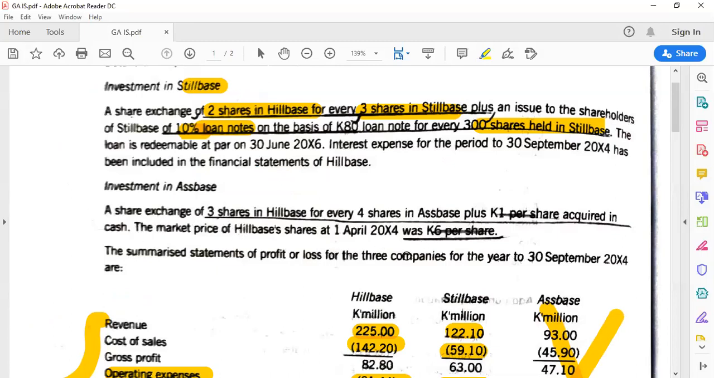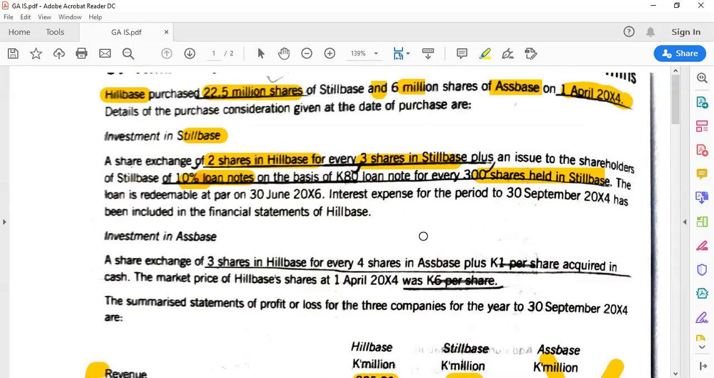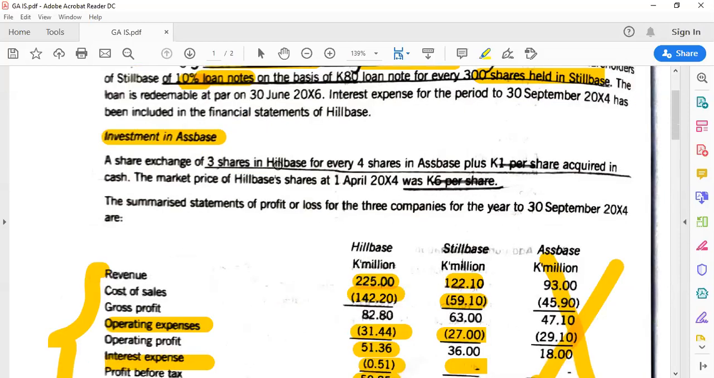The associate is what percent? How much did they acquire the associate? Okay, investment in ASBase. You see, the associate ASBase. So here we have a share exchange of 3 shares in new base for every 4. You see? 3 for every 4, 3 over 4. Have you seen that? Plus 1 kwacha per share acquired in cash.